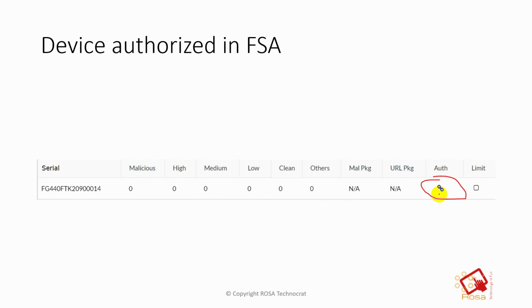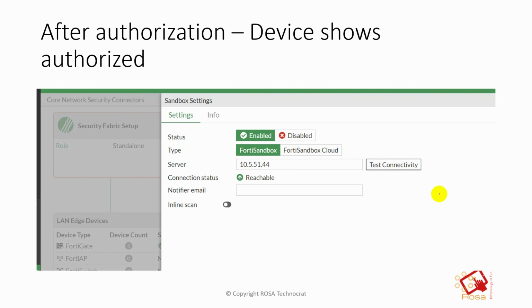After the device authorization, if you go back on the FortiGate and click test connectivity, once the device is authorized and layer 3 reachable, the connection status should show reachable here. That means now your FortiSandbox is integrated or configured in the firewall, but still the firewall will not send any of the files or anything to the FortiSandbox for inspection or behavioral analysis of the file.